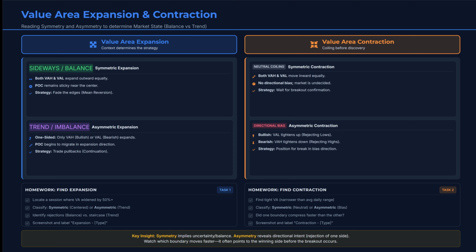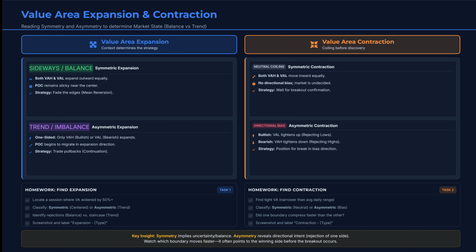For bearish coiling, the VAH tightens downward faster than the VAL moves up. This shows that higher prices are being rejected. Buyers can't push price up. The market is coiling toward the downside, and a downside breakout is more likely.